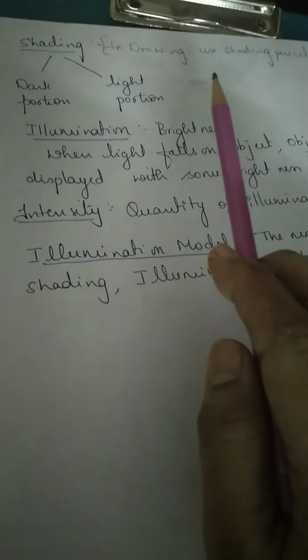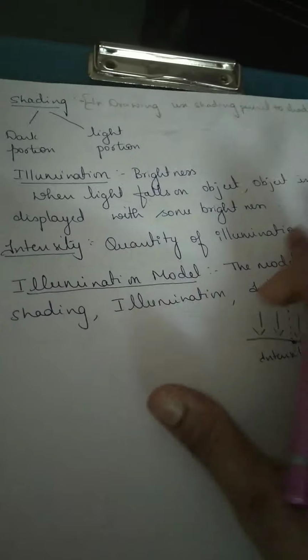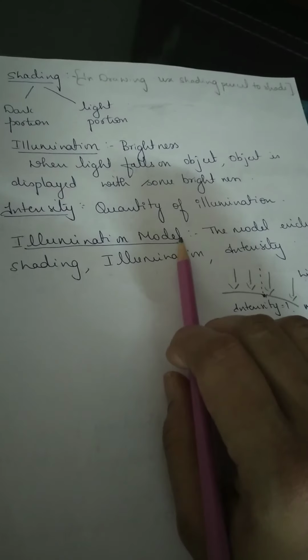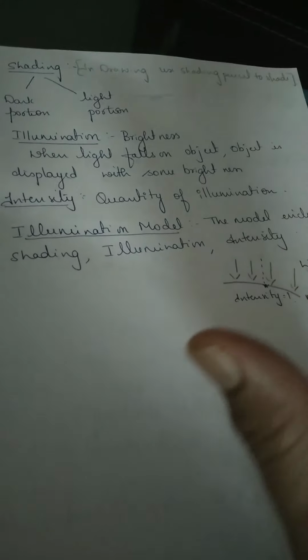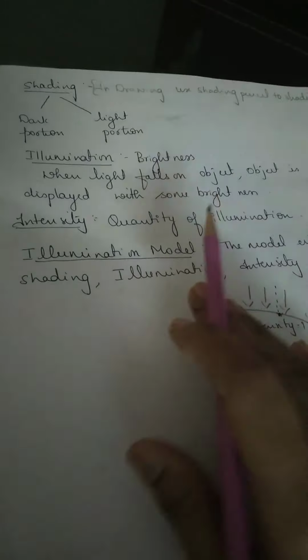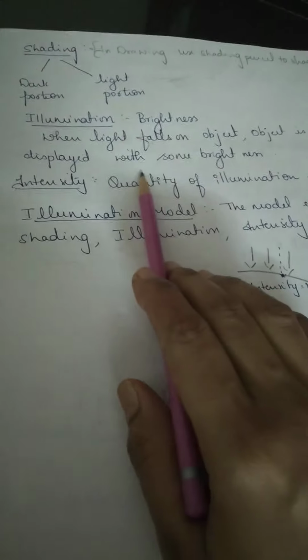What do you mean by illumination? Illumination is brightness. When light falls on an object and the object is displayed with some brightness, we can call it illumination. What do you mean by intensity in terms of computer graphics? It is a quality of illumination. What is the illumination model? The illumination model includes shading, illumination and intensity.